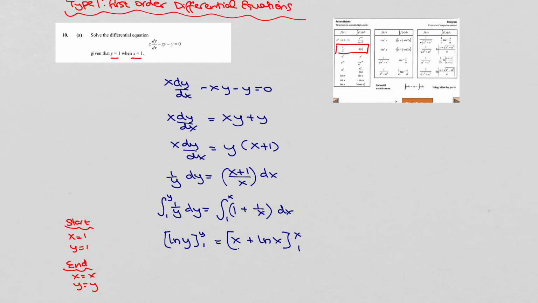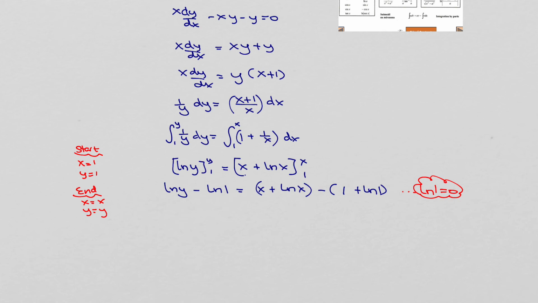So if I sub in my limits on the left, I have natural log of y minus natural log of 1 is equal to x plus natural log of x minus 1 plus natural log of 1. And of course, natural log of 1 is equal to 0. So therefore the left is going to be natural log of y, and the right then will be x plus natural log of x minus 1.